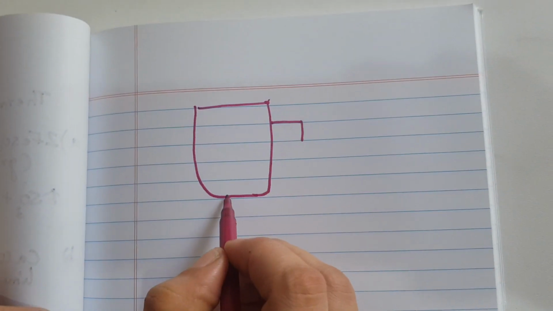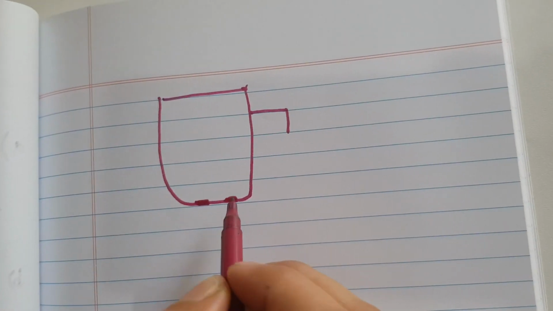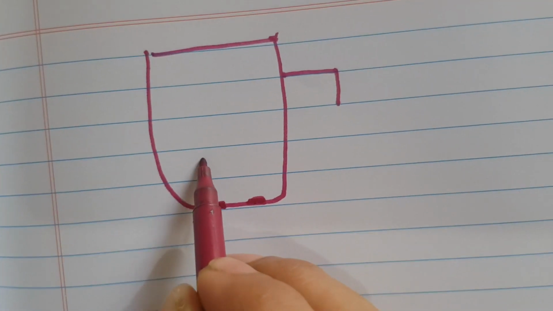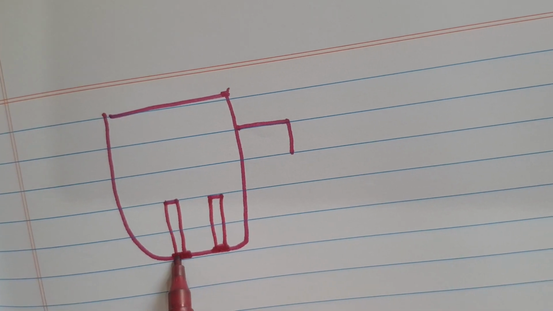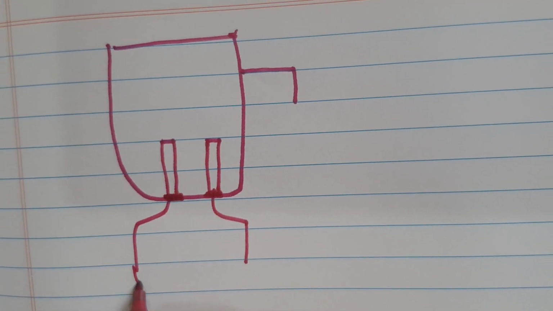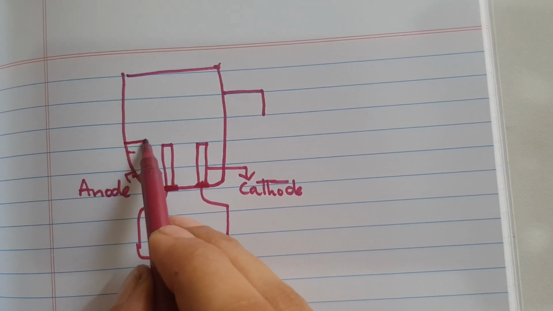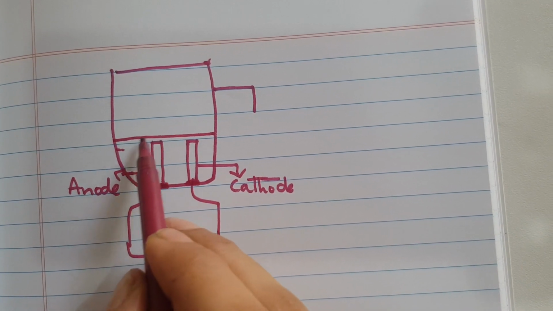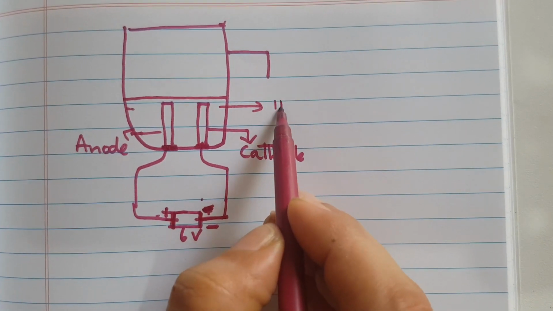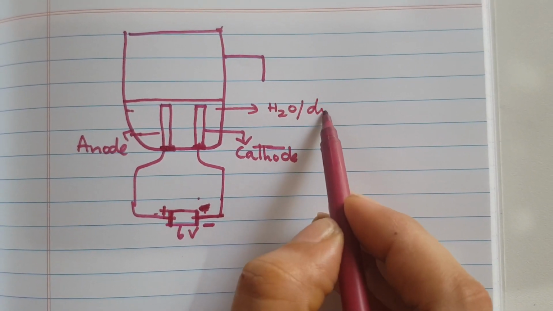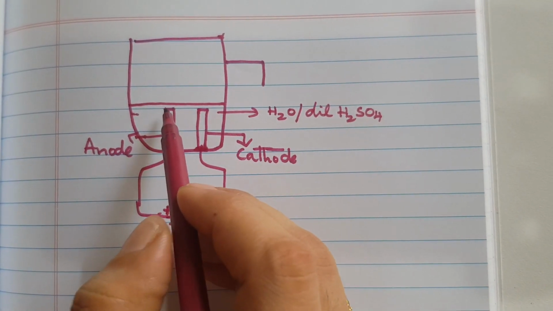So this is the plastic mug. You drill 2 holes here and you attach rubber stoppers. Through the holes, insert 2 carbon electrodes. These electrodes are connected to a battery. Now fill the plastic mug with water so that both the electrodes are immersed. This is water. Add dilute H2SO4 so that you have more concentration of H plus ions.